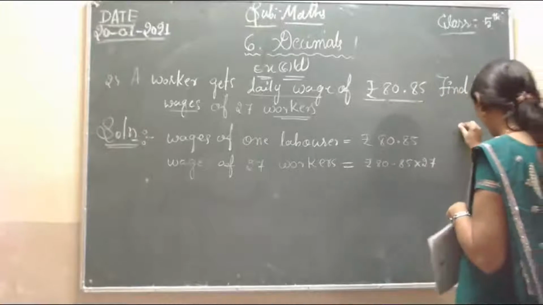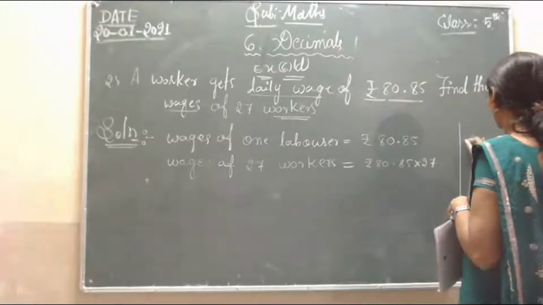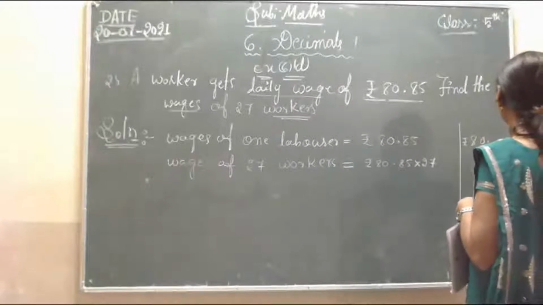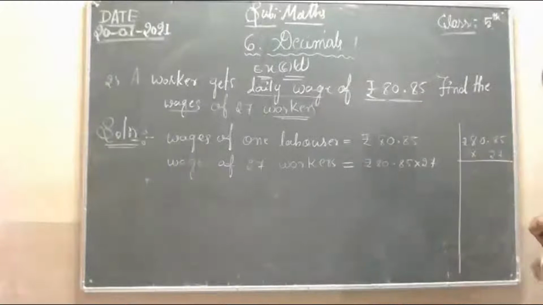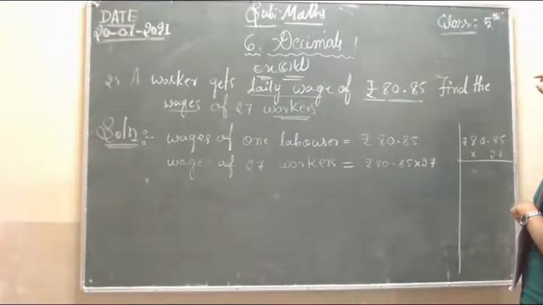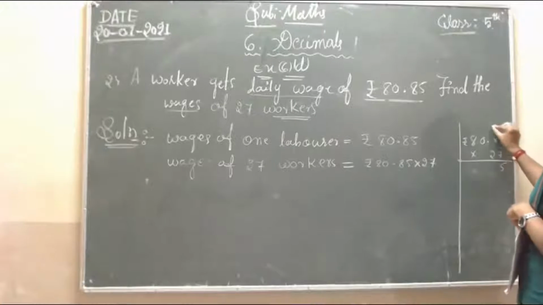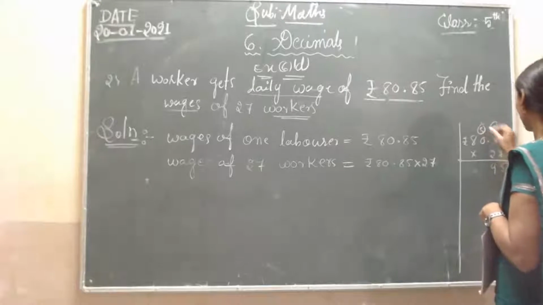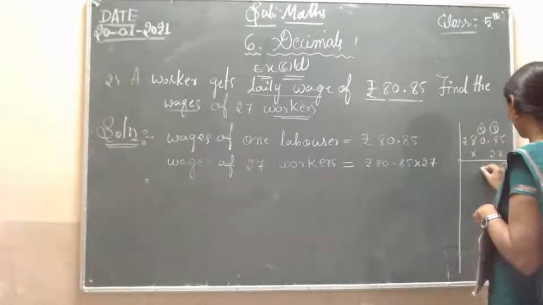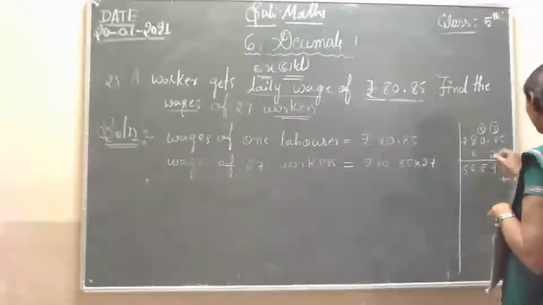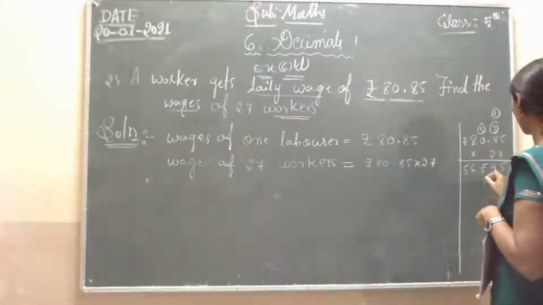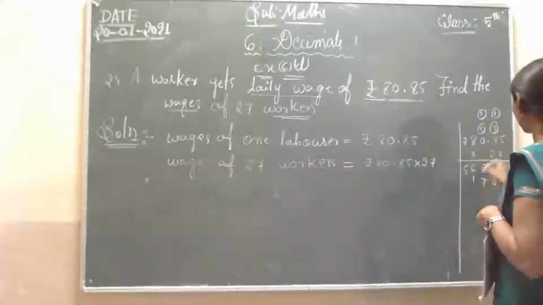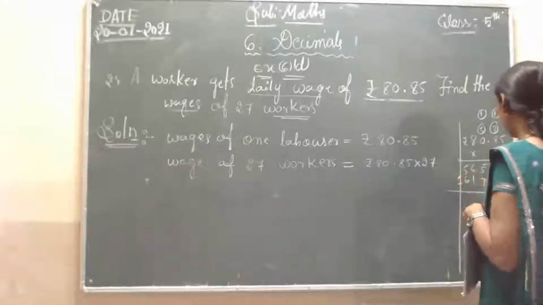So how do we do the multiplication? The common multiplication: 80.85 into 27. 7 fives are 35, so write 5 and carry 3. 7 eights are 56, plus 3 is 59. Write 59 here. Next, 2 fives are 10, so write 0 and carry 1. 2 eights are 16, plus 1 is 17. 2 into 0 is 0, plus 1 is 1. 2 eights are 16. So what is the total?